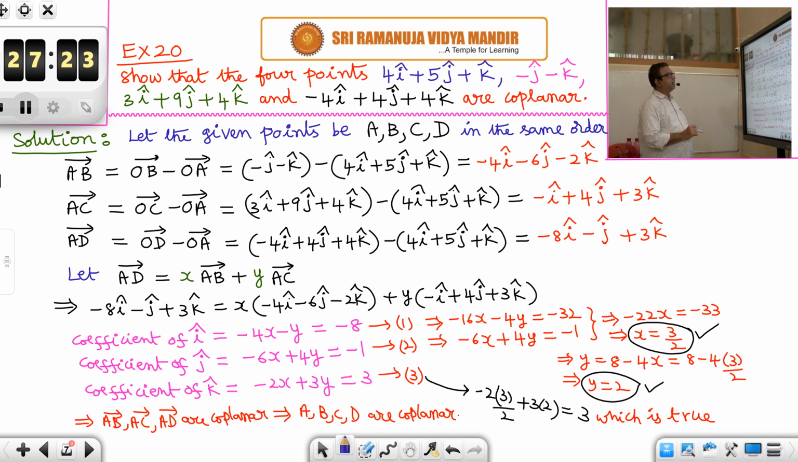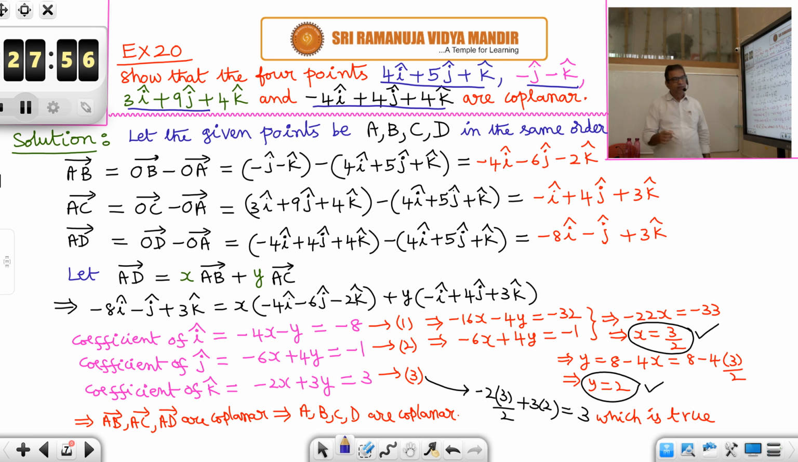Show that the 4 points are given, they are coplanar. So this model I have already done in the last class. 4 points are given, their position vectors are given. See, 3 points will always be in a plane, but 4 points may or may not be in a plane. So we want to prove that they are in the same plane.